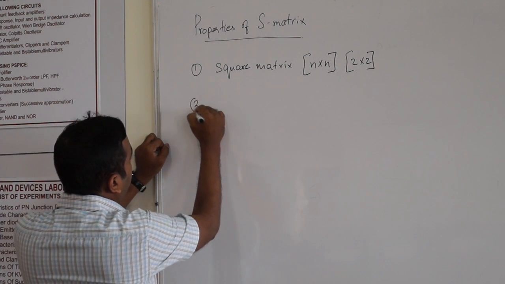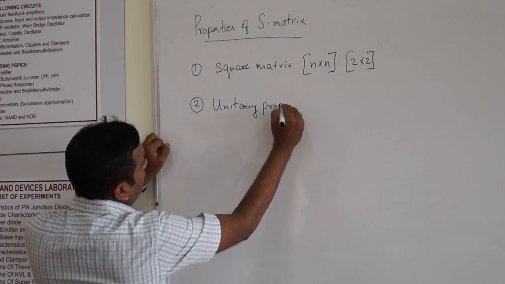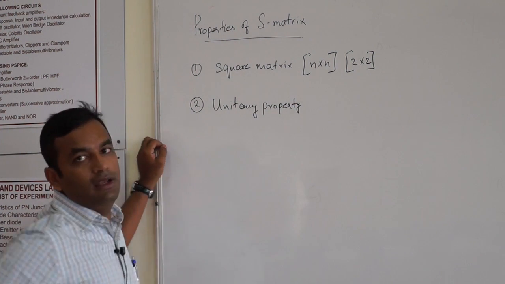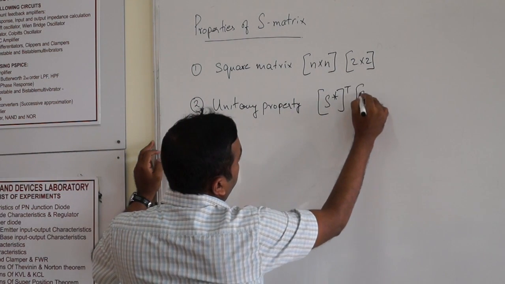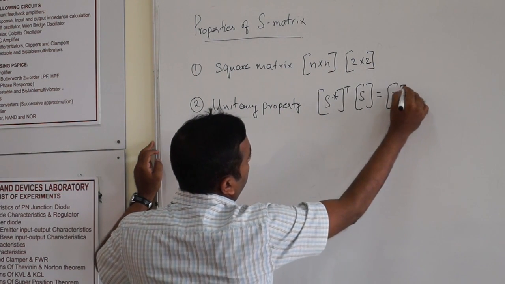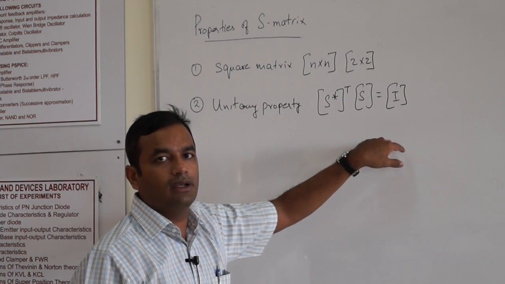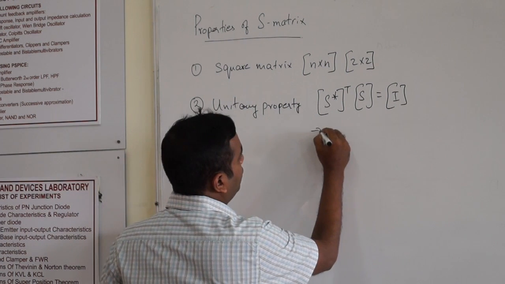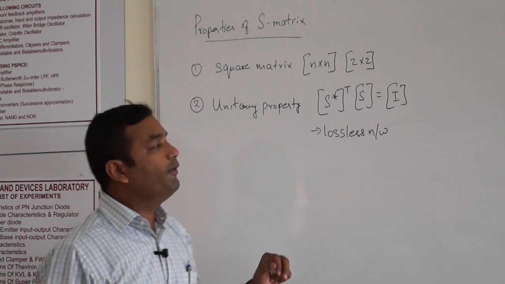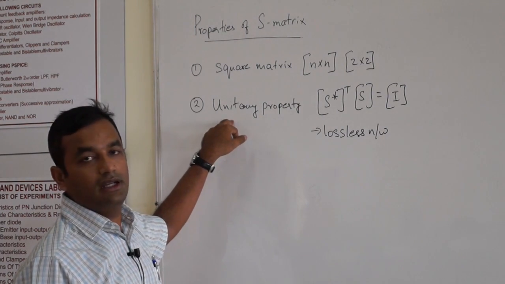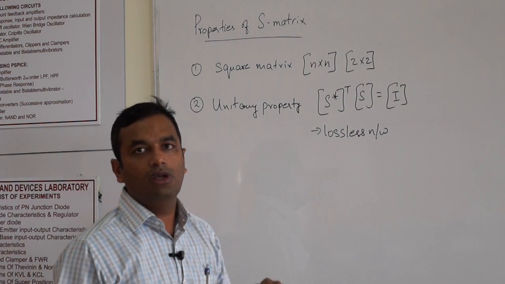The second property is what we call the unitary property. The unitary property states that S star transpose into S is equal to the identity matrix. If a network with a given S parameter satisfies this condition, then the network is called a lossless network. That is, S star transpose into S is equal to the identity matrix.